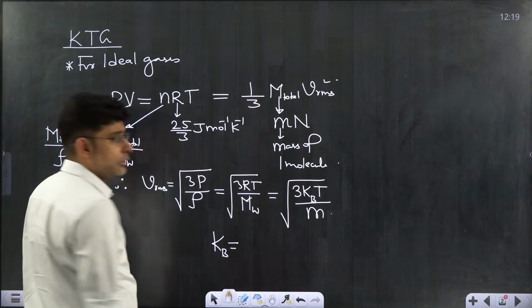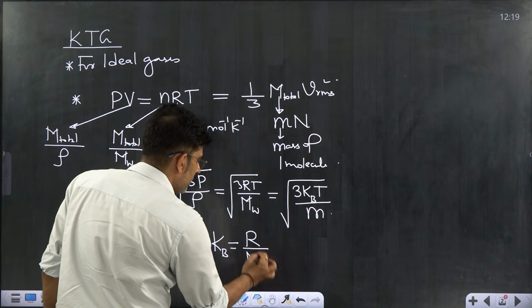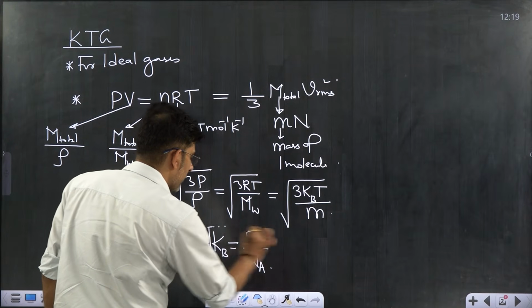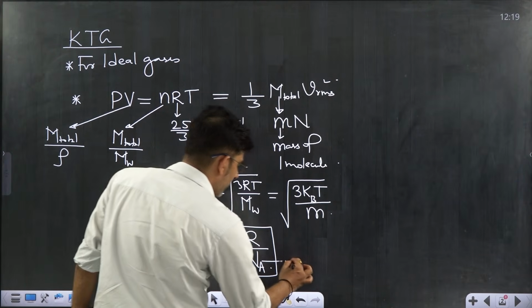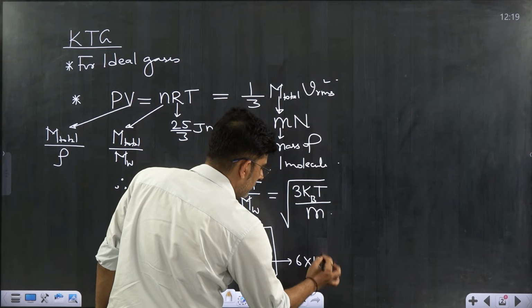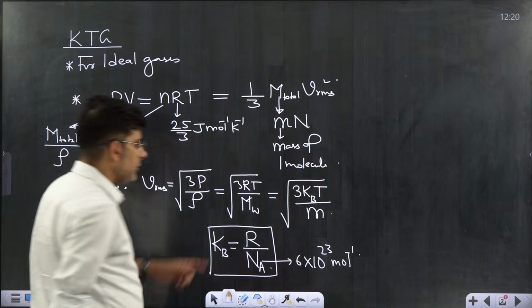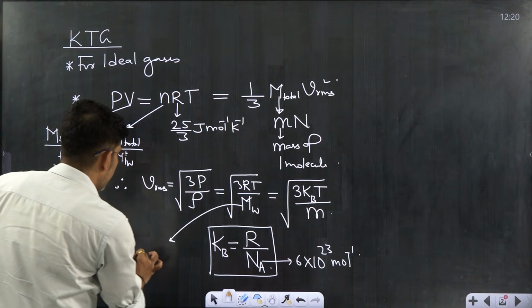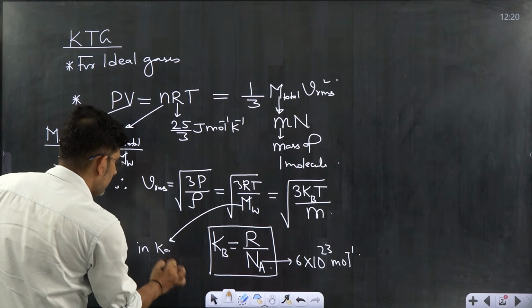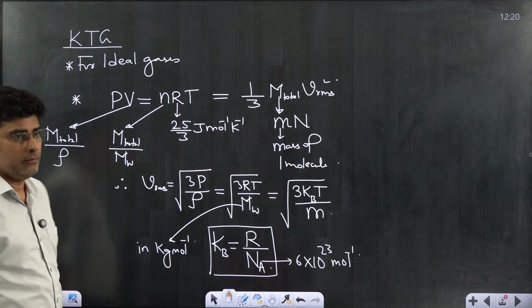Students struggle to remember its value. Simply remember that k_B, Boltzmann's constant, is R by Avogadro's number. When you are using R, use 25/3, and for Avogadro's number in questions directly use 6 into 10 to the power 23 per mole. And when you are taking molecular weight, kindly remember it is also to be taken in SI unit, which is kg per mole. So the unit should be very clear to everyone.